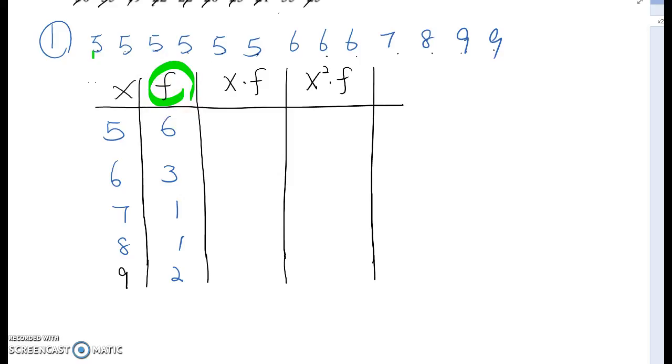So, 5 appears 6 times, which means their total becomes 30. And then 6 appears 3 times, which means 18. 7 only appears 1 time, so the total becomes 7. 8 also just 8. And 9 becomes 18.